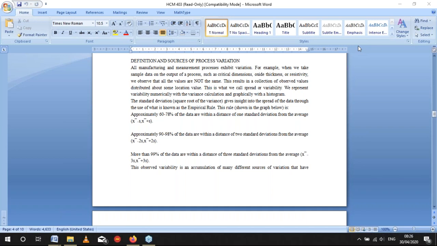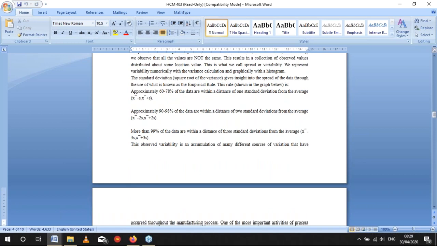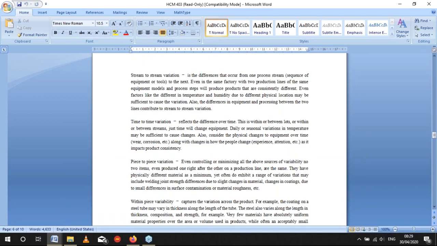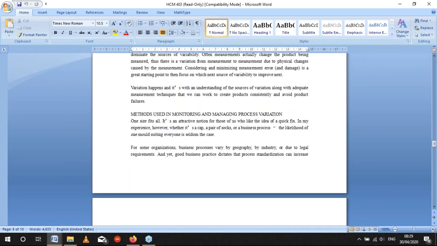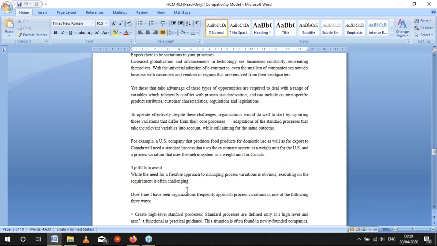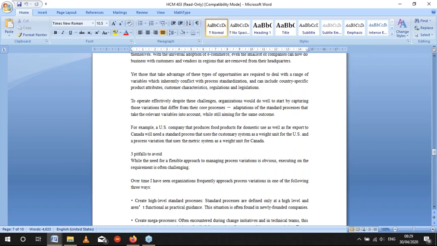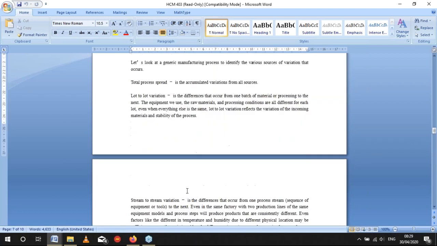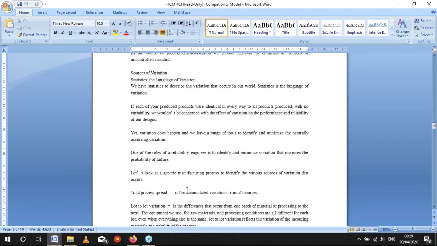Let me see if we can quickly rush this, then we round up. What are the sources of variation that we have? We have statistics. And you know, statistics is a branch of mathematics that has to do with analysis, collection, interpretation, and everything. So statistics generally is a source of variation. It is the accumulated variation from all sources.